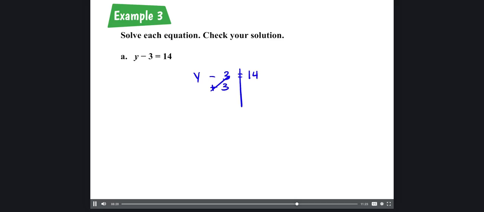Negative 3 plus 3 is 0, so all that's left on the left side is y. 14 plus 3 is 17. Our equation now reads y equals 17.